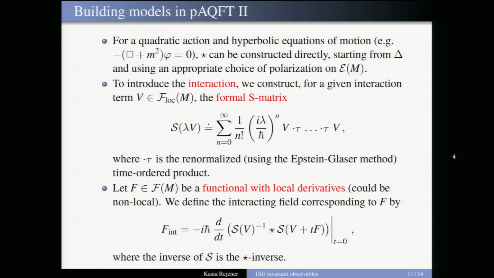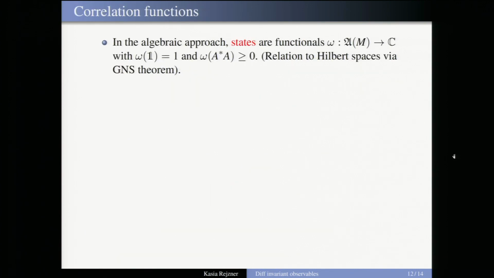Done. Now, this would be all very stupid if I didn't have any states, any way to compare all this algebra to actual numbers. So in the algebraic approach, states are functionals on this quantum algebra, which are normalized to one and positive. If I want a Hilbert space, and I do want it sometimes, there is nothing bad with Hilbert spaces, I use the GNS theorem. So there is a one-to-one correspondence between such states and Hilbert space representations.